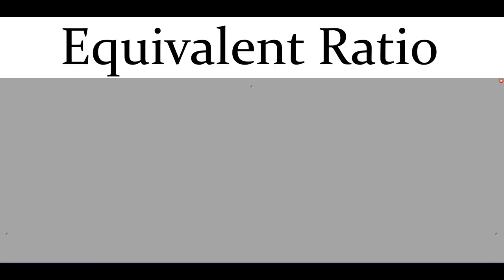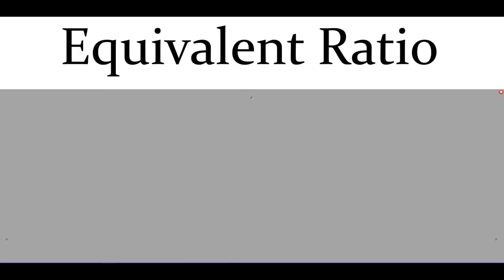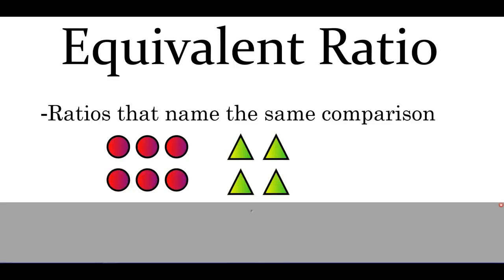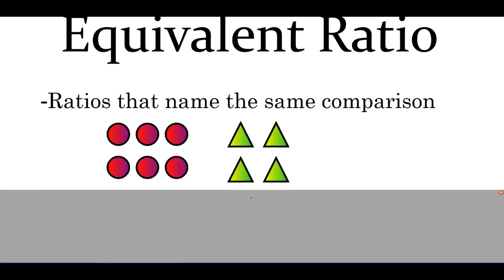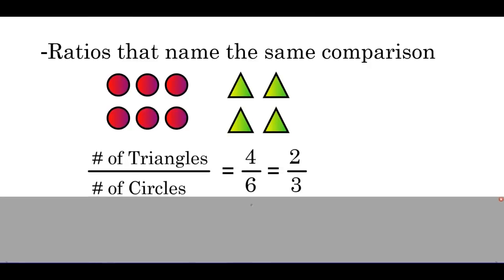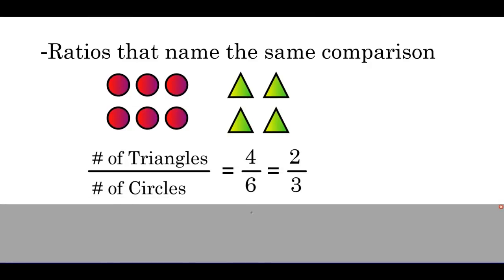We're going to be on equivalent ratios. Equivalent ratios are ratios that name the same comparison. So they're equal to each other. So if we look at what we have here, we have circles again and triangles. So we're looking at the number of triangles over the number of circles. We have 4 to 6. In regards to triangles to circles, notice that they're backwards. But I can reduce that down, and 2/3 is an equivalent ratio of that.